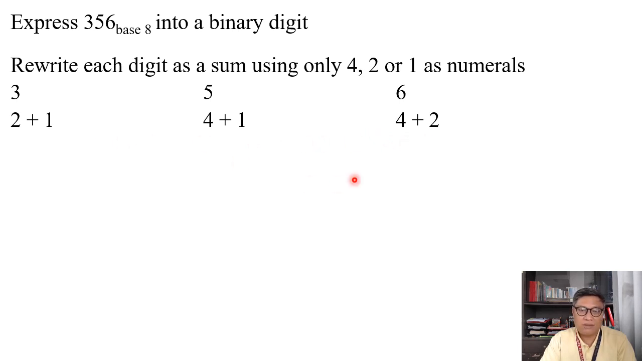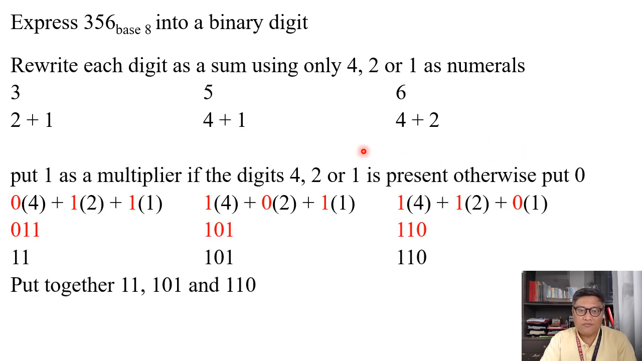Then once we were able now to represent them by the combinations of these 4, 2, 1 numerals, then we put 1 for those digits that have 4, 2, or 1, then 0 if it is not. Now, for the 3, because it's only represented by 2 and 1, again, we put 1 as a multiplier, but we put 0 for 4 because 4 is not found in 2 plus 1.